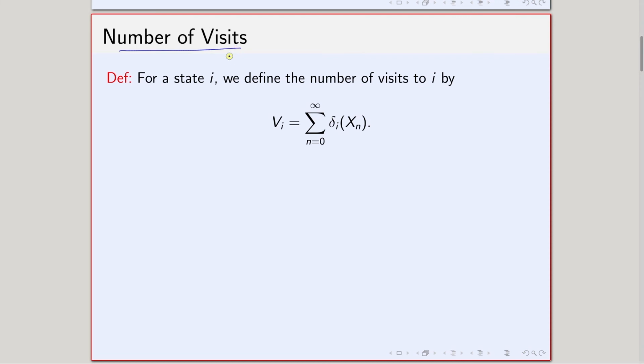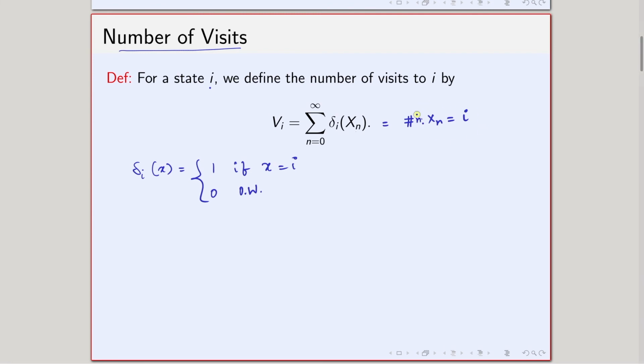With that we start today's lecture, in which we are going to talk about the number of visits, which basically means how many times the chain has visited some state. The definition goes like this: for a state I, we define the number of visits to state I by this particular quantity. Just recall that we define delta_I(x) to be 1 if x equals I and 0 otherwise. So that is basically the number of times X_n equals I occurs.